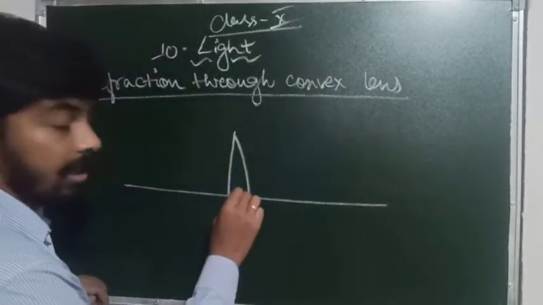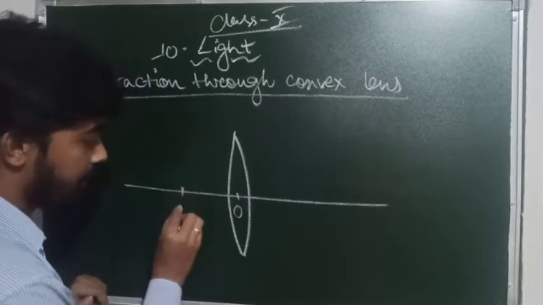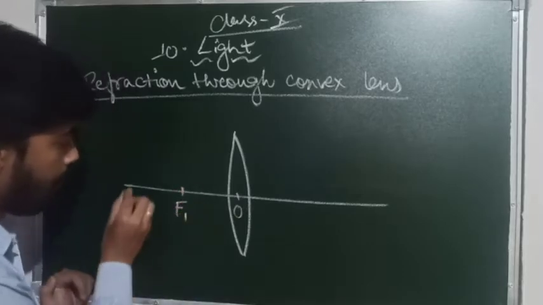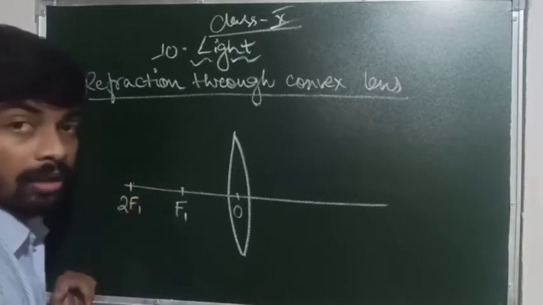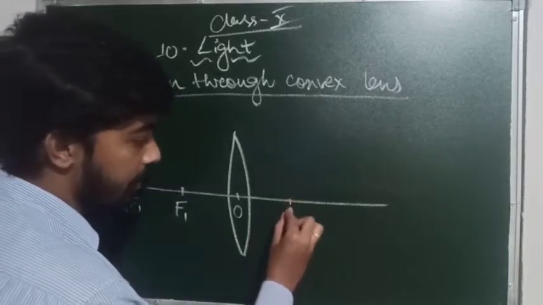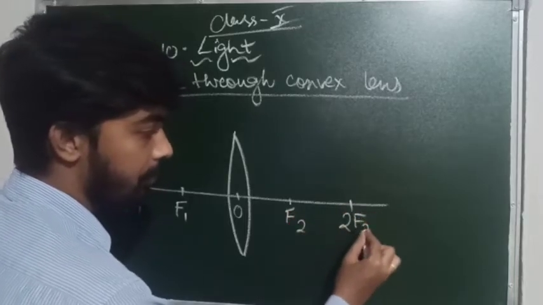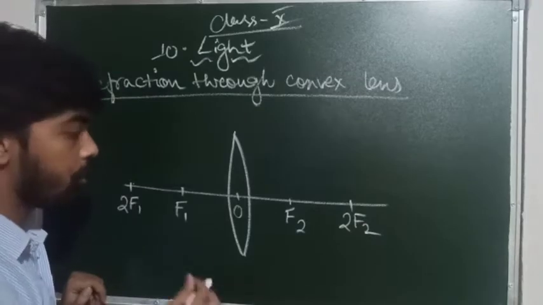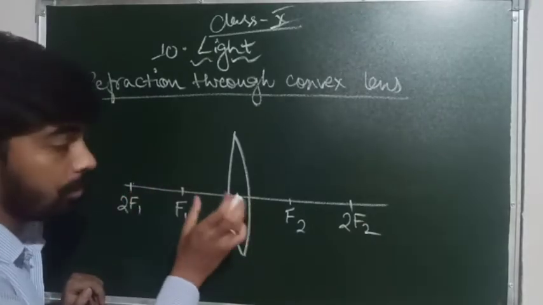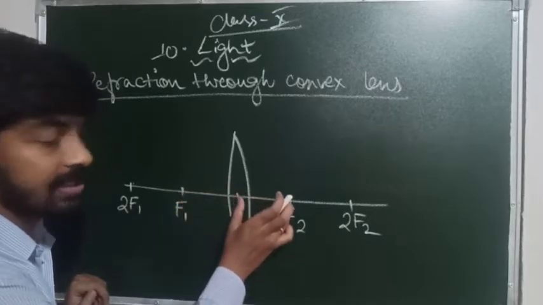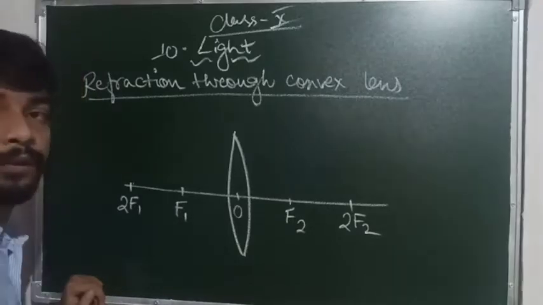And in a lens we have first of all the optical center, then there is the focus number 1, the 2f1, then there is focus number 2, and the 2f2. As I told you earlier also, the distance between 2f1 and f1 should be equal to the distance between f1 and O, and this distance should be equal to the distance between f2 and 2f2.